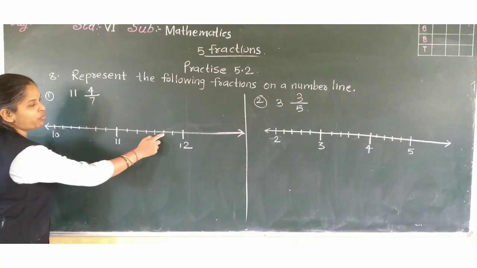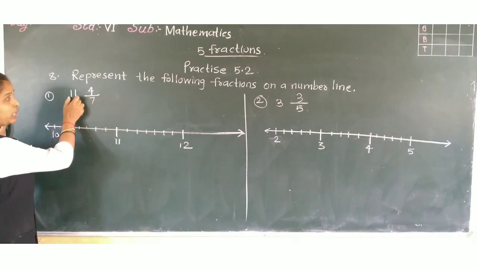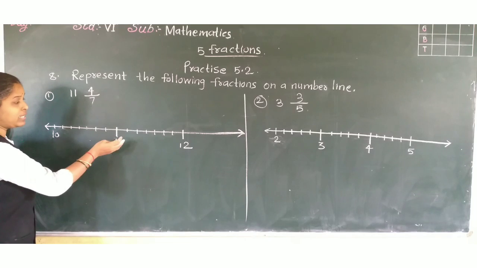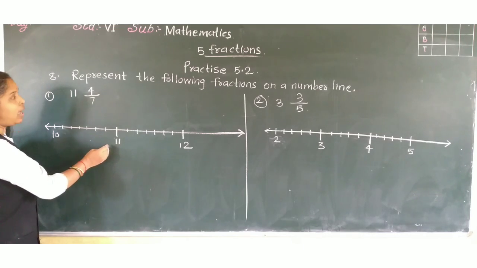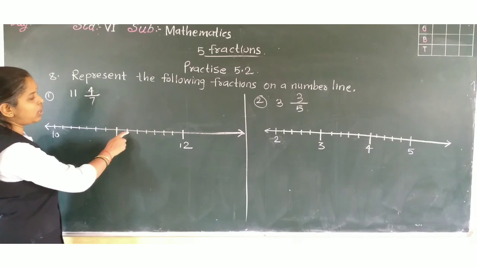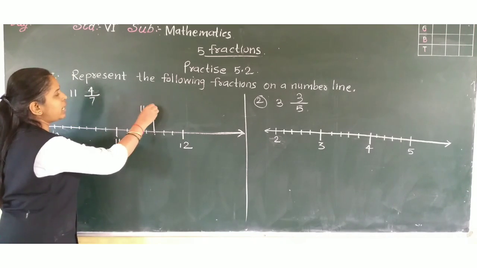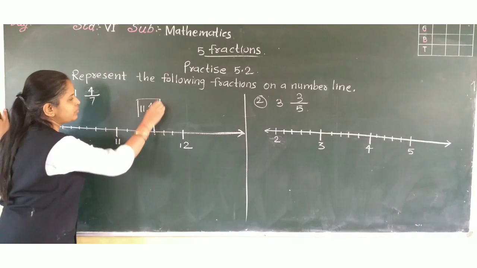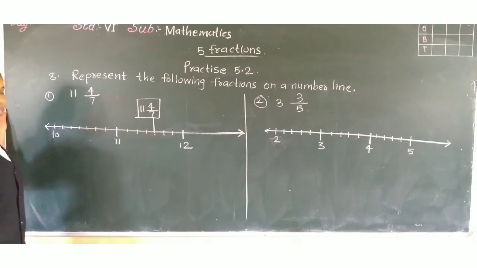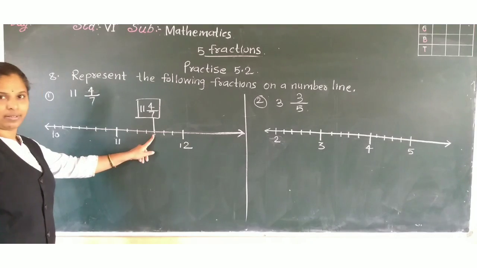1, 2, 3, 4, 5, 6, 7. Here 12 will come, correct? So now what we will have to show? 11 and 4 upon 7. That is 11 whole number, and after that 4 upon 7. That is after 11, fourth line. 1, 2, 3, 4. So here it will be 11 and 4 upon 7. Followed how to show? After 11, 4 upon 7 means after 11, fourth line.